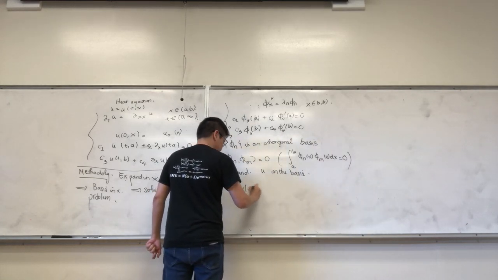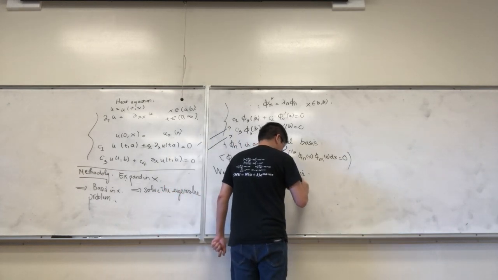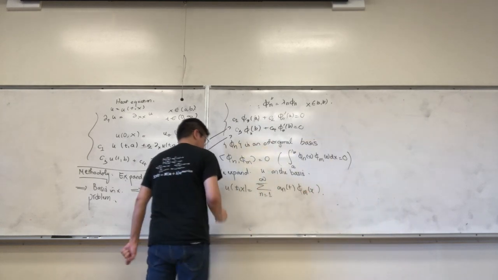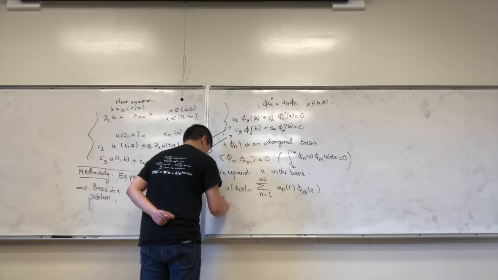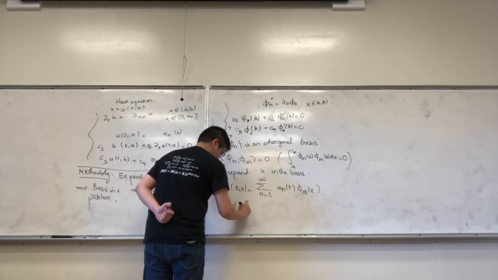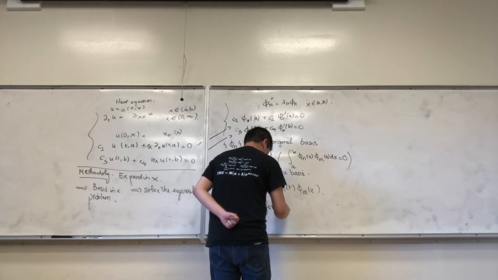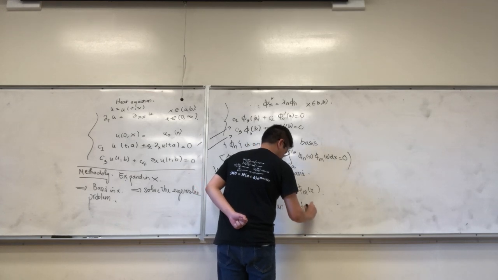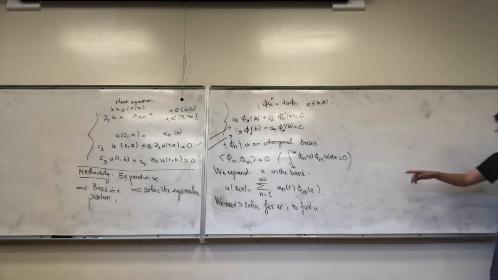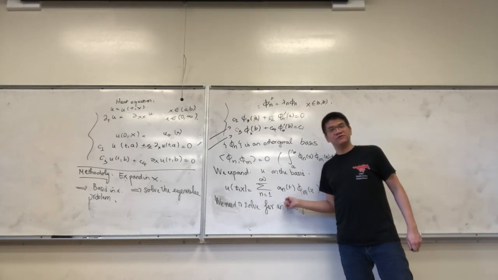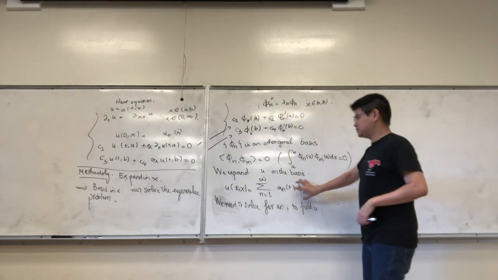So you expand u(t, x) as a sum, with n going from 1 to infinity, of a_n(t) phi_n(x), and we need to solve for a_n to find u, right? In order to solve for u, what you need to do is find all of the coefficients a_n. a_n now depends on t. Questions? It's good. So now you know that this is a basis, right?